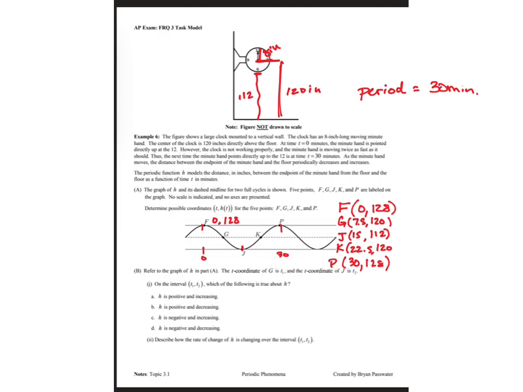Did y'all see this? Everybody okay? Yeah? Okay. All right. Part B says, refer to the graph of H in part A. The t-coordinate of G is T1, and the t-coordinate of J is T2. On the interval from T1 to T2, so that's talking from here to here, which of the following is true about H?